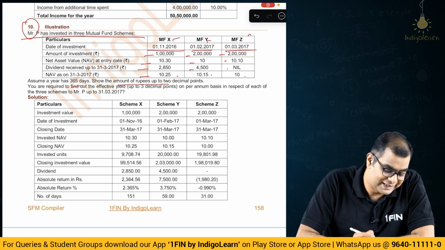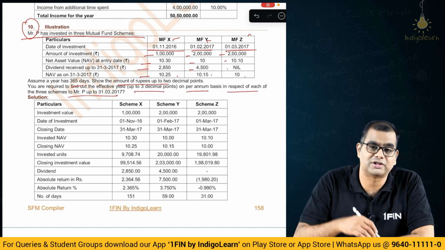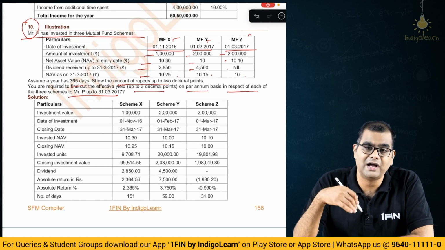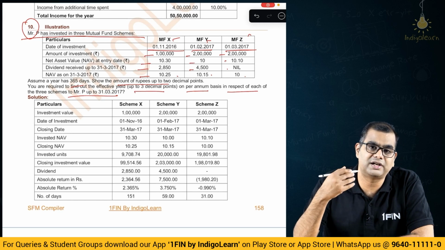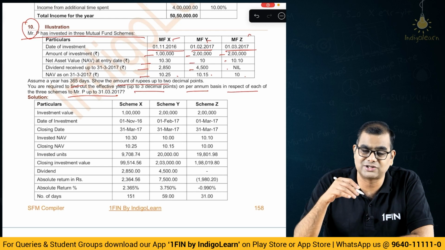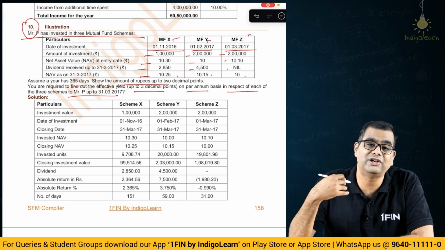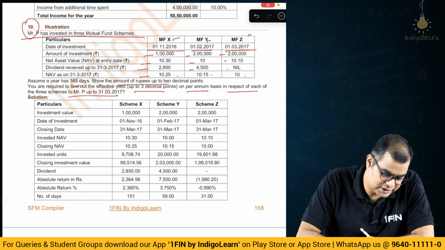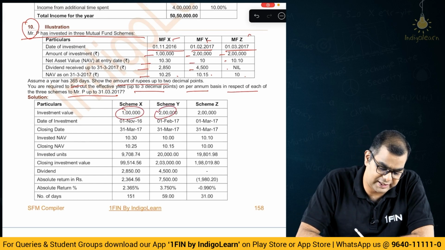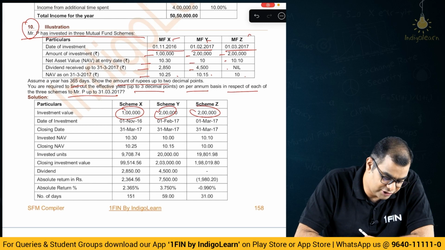You are required to find out the effective yield up to 3 decimal points on per annum basis in respect of each of these 3 schemes. So, you are supposed to find out the effective yield, that is basically the yield that has been generated on the investment that you have made. This is not annualized, they have said on a per annum basis, yes. So, you have to give an annual effective yield. So, how you do it is, originally you invested 1 lakh, 2 lakh and 2 lakh, that is the original value. And when did you invest? 1st November, 1st February and 1st March of 2017.